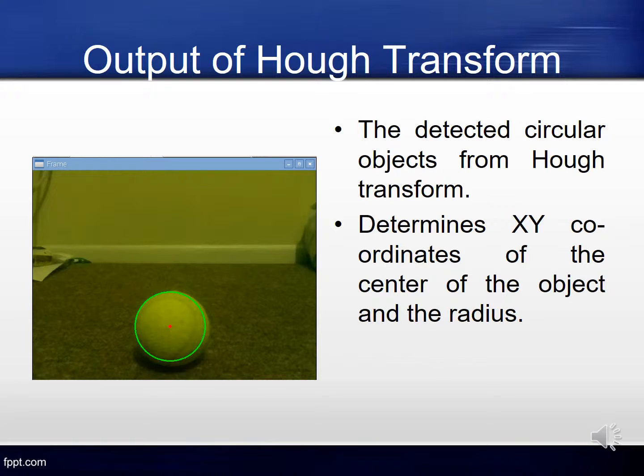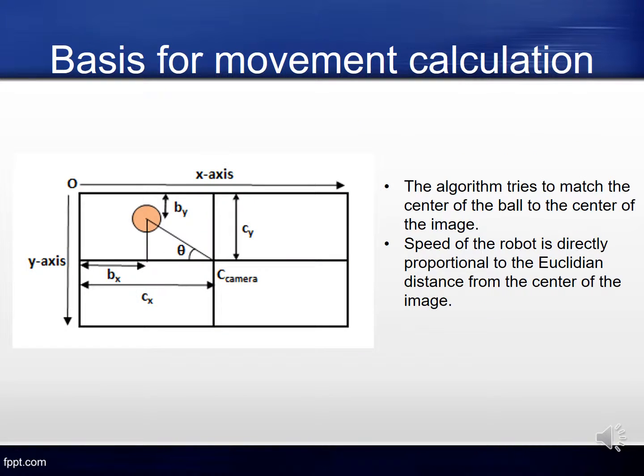Now, the output of this Gaussian filter is given to the Hough transform to detect the circular object. As we can see in the image, the detected object and its center. Now, we have detected the circular object. Now, we need to track the object.